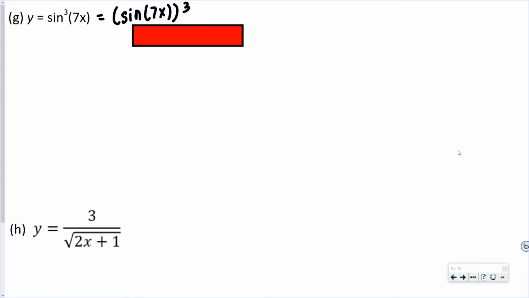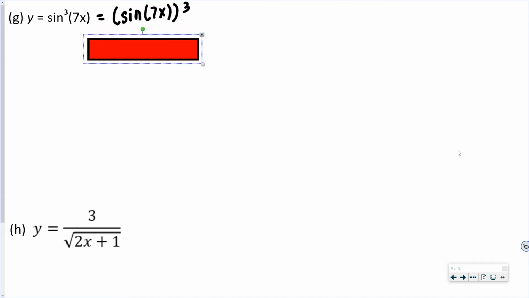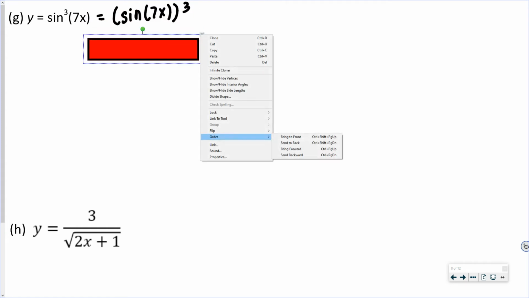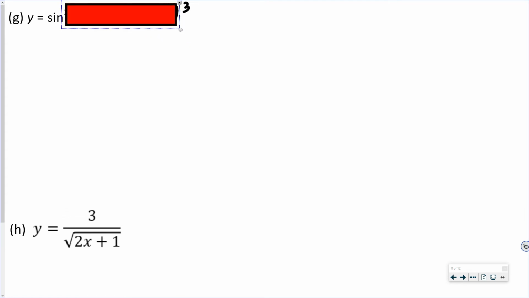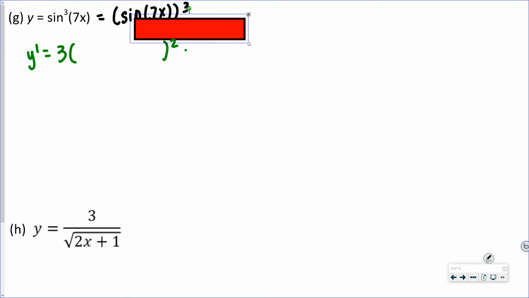So really think of the inside as that sine of 7x. So we have the red box being cubed. So that would be 3 red box squared. And then I like to put a little times symbol. So remember, I will have to multiply by the derivative inside.